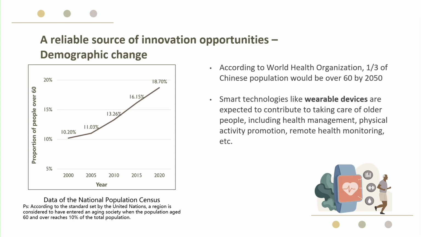According to the World Health Organization, by the year 2050, which is actually not so far from now, one third of the Chinese population would be over 60. And that could be a huge challenge: how can we take care of one third of our big population?